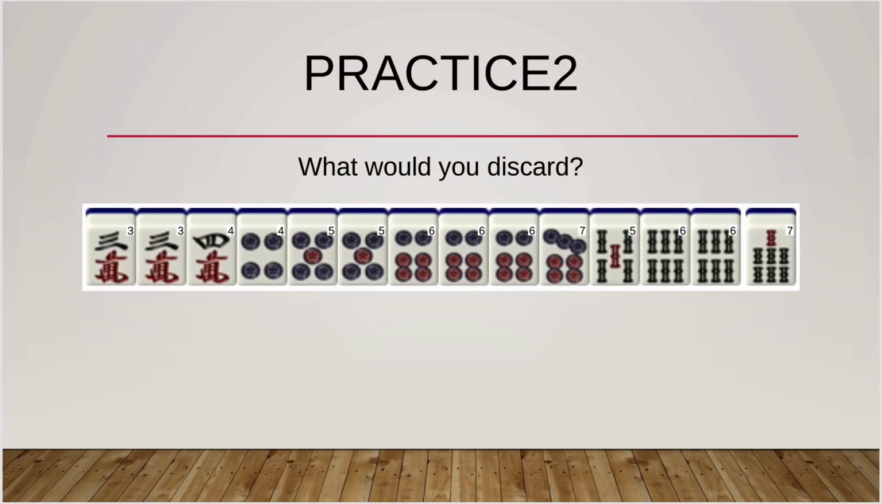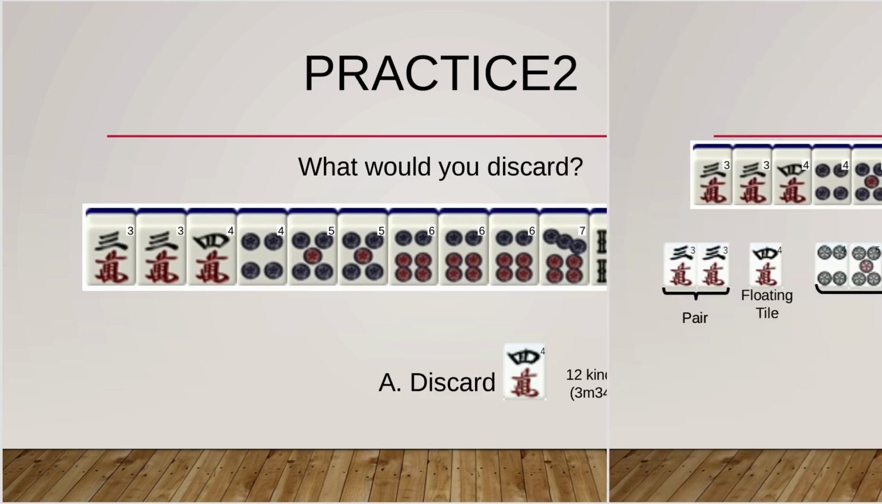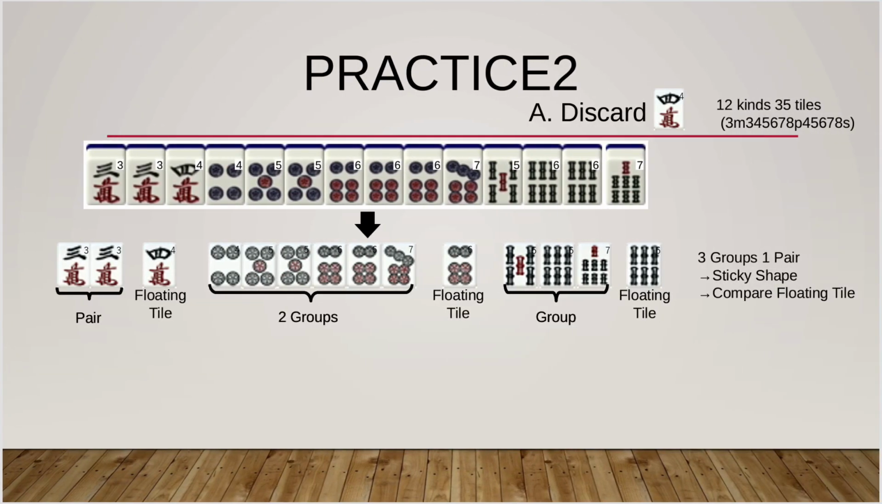Practice 2. This hand was presented at the beginning of the video. What would you discard? The answer is 4-man. In this practice as well, let's first consider if we can adopt the optimal sticky shape. This hand has 3 groups and 1 pair, so it can form the sticky shape.